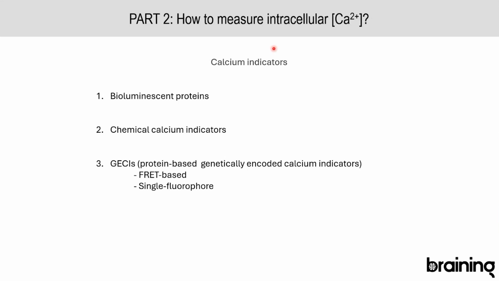And for that, several calcium indicators were developed, namely the bioluminescent proteins, the chemical calcium indicators, and the protein-based genetically encoded calcium indicators, the GECIs. I will talk a little bit about all these types of proteins, and I will show you that some of them probably work better depending on the system that we have, and of course depending on the question that we are asking.